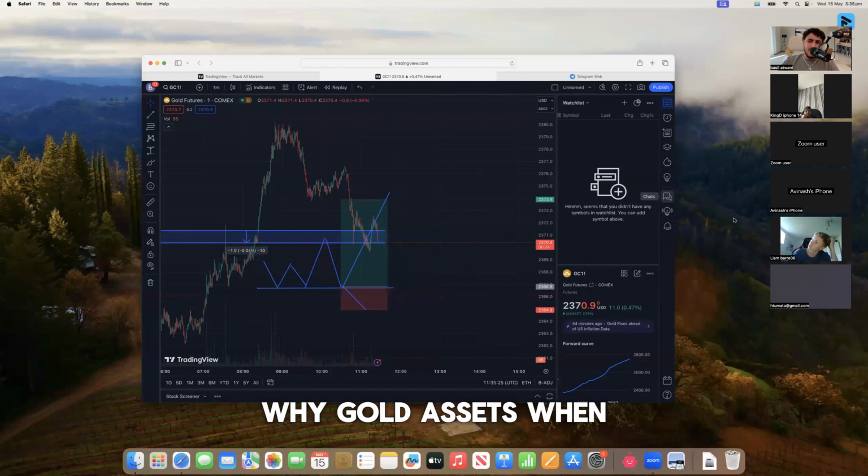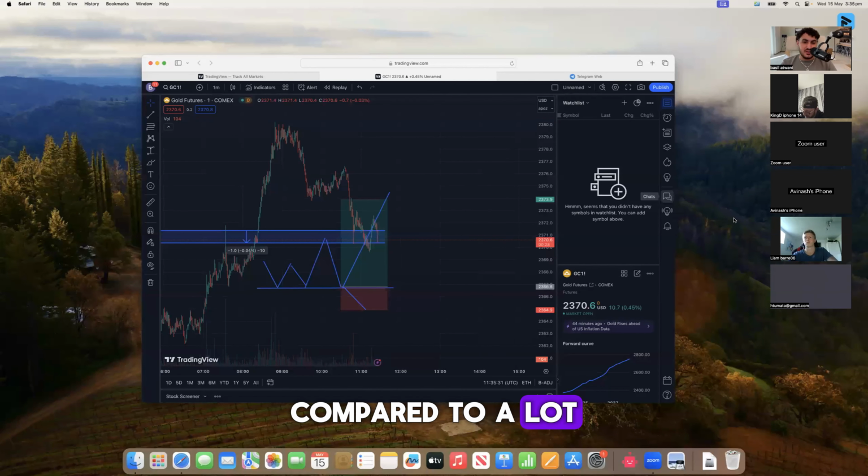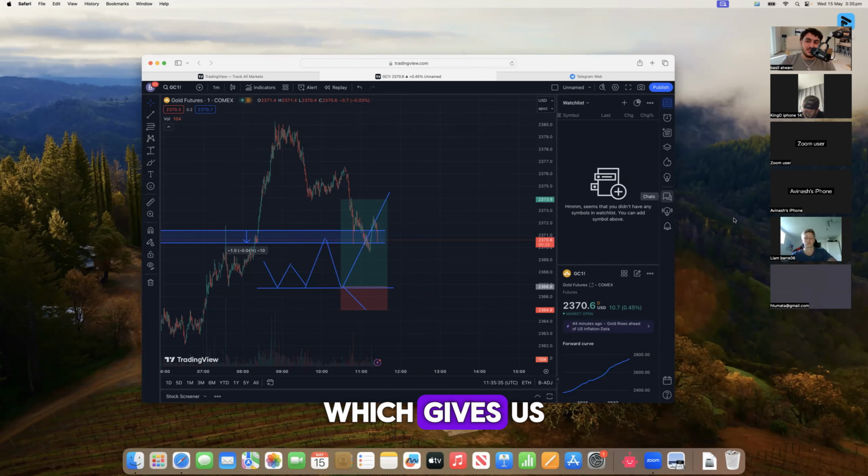Why gold assets? Man, gold is super flexible in how it moves, and it's very easy to read compared to a lot of other pairs, but there's also a lot of movement, which gives us a lot of opportunity for us to enter these trades.